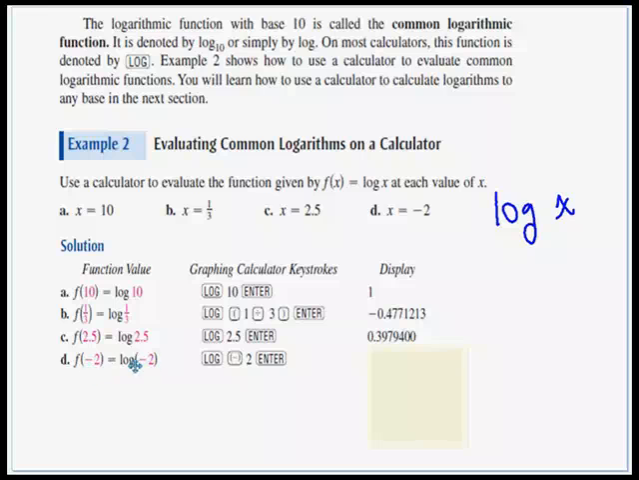And let's see what happens when we throw a negative in there, negative 2. So negative 2, hit the log button, error. We cannot put negative numbers into the logarithmic function. And that might become a little more apparent when we start looking at the graphs of some of these logarithms.